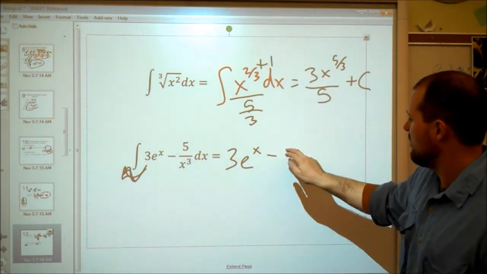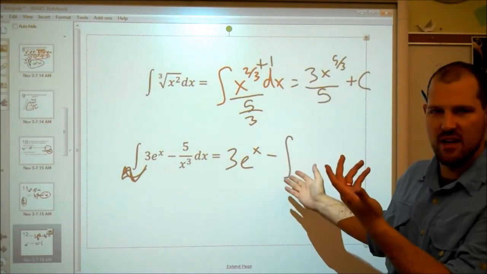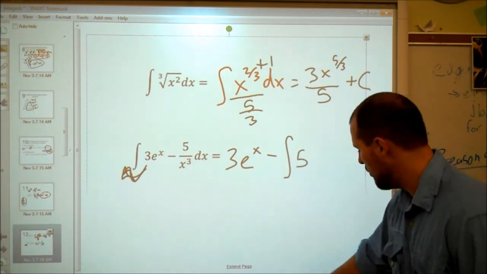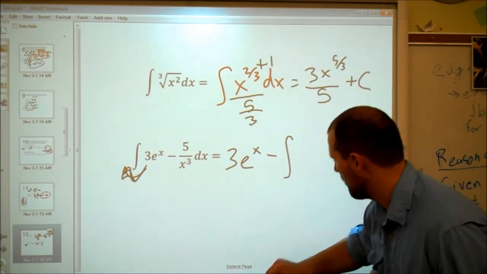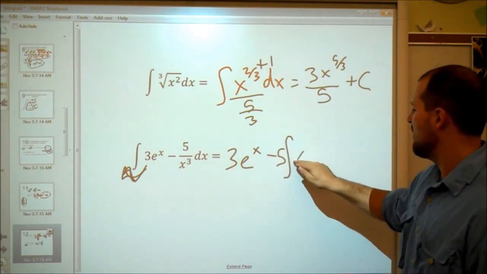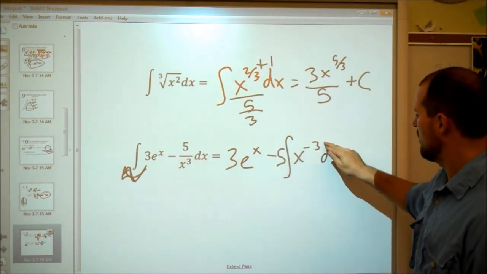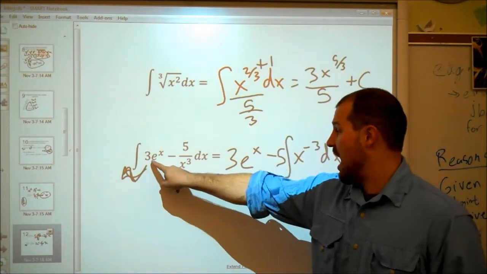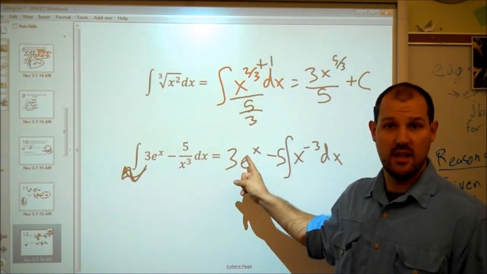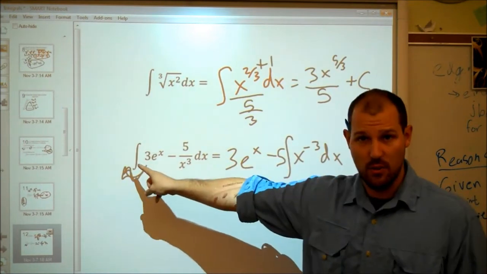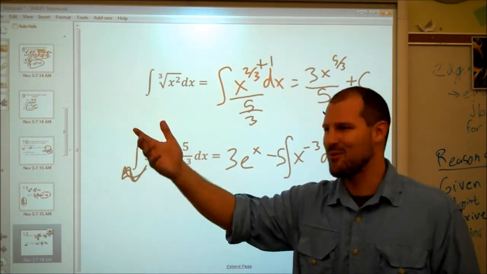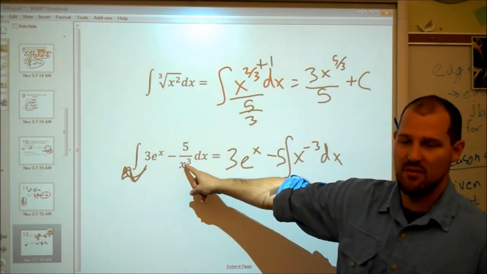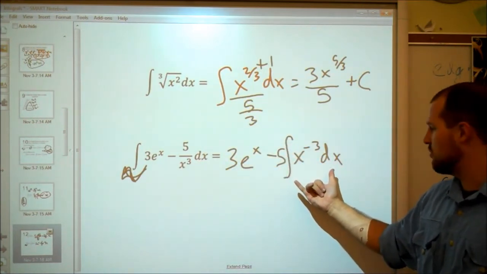So I'm going to say, I haven't taken an integral of that yet. I'm going to leave the symbol there, and I'm going to rewrite that as 5. Ooh, I can do better than that. I can pull the 5 out. 5x to the -3rd dx. So notice what I'm doing here. I actually have taken an integral of 3e to the x. It is its own antiderivative. It's kind of cool. So I have done the antiderivative of that. I have not done the antiderivative of that, and that's why I'm leaving those two symbols on there.